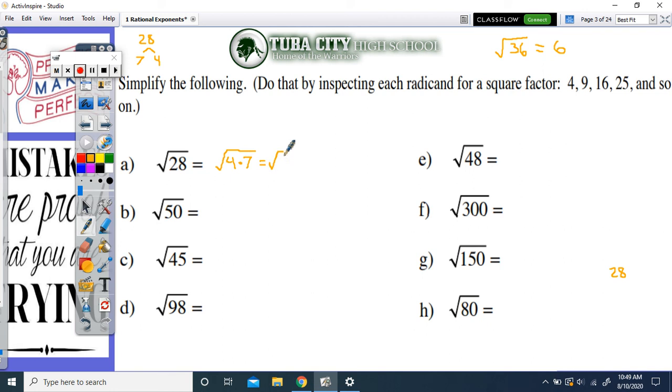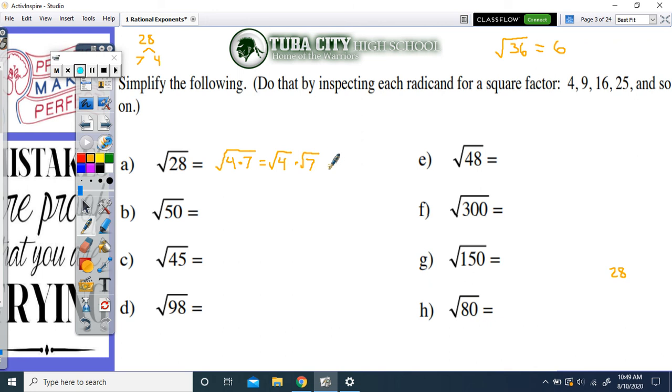And you would split them apart. So root 4 times root 7. Because I'm already taking the square root of both 4 and 7. So I'm going to kind of split it at the multiplication. So 4 times 7, like this. But again, they're both underneath the radical.